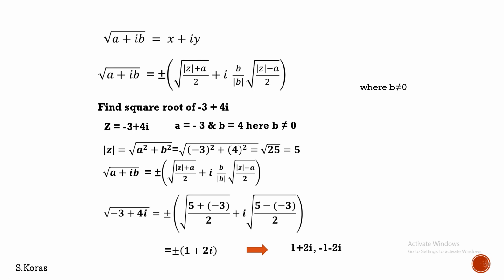That's all. So no need of worrying with this problem. If you know this formula, it is very simple and you can find the answer very easily.